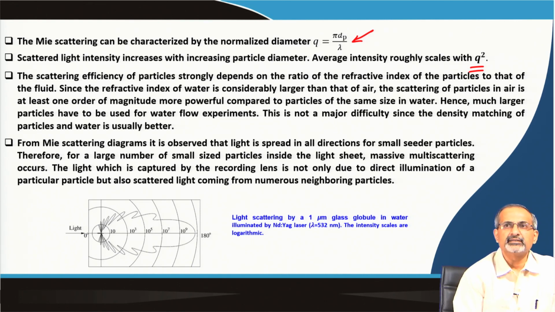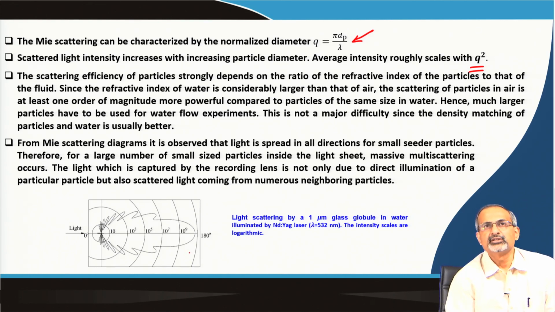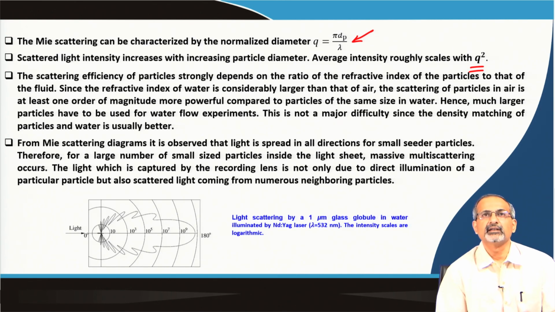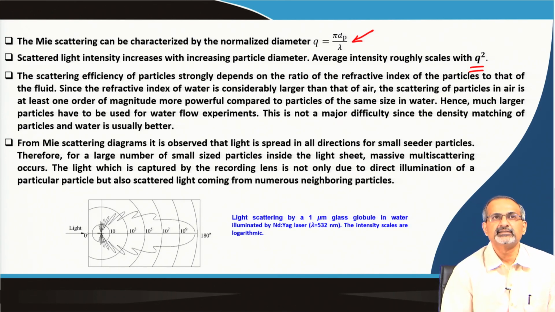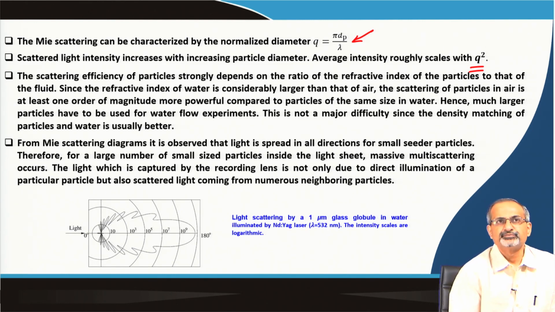Scattering efficiency of particles strongly depends on the ratio of refractive index of the particles to that of the fluid. Now, since the refractive index of water is larger than that of air, the scattering of particles in air is at least 1 order of magnitude more powerful compared to particles of the same size in water. Hence, much larger particles can be used, or rather have to be used, for water flow experiments. This is certainly not a difficulty, because we have seen that density matching of particles in water is much easier to do, much easier to handle than in air.